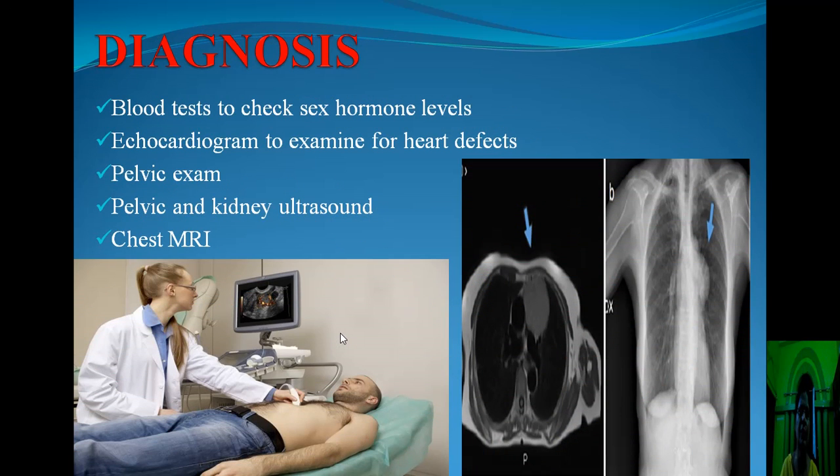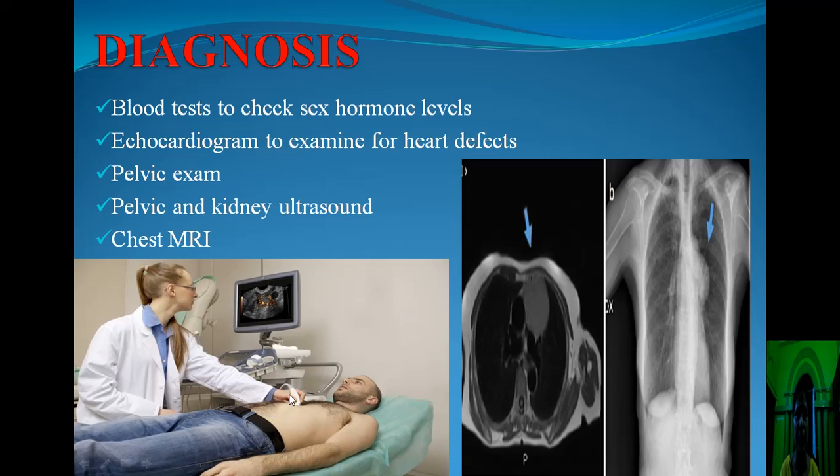Next, diagnosis. This can be diagnosed by a blood test to check the sex hormone levels. Then the echocardiogram to examine for heart defects. Next the pelvic exam, then the pelvic and kidney ultrasound. Next the chest MRI. These tests are done to diagnose Turner syndrome. In this diagram, you can see the doctor is examining the patient having Turner syndrome.